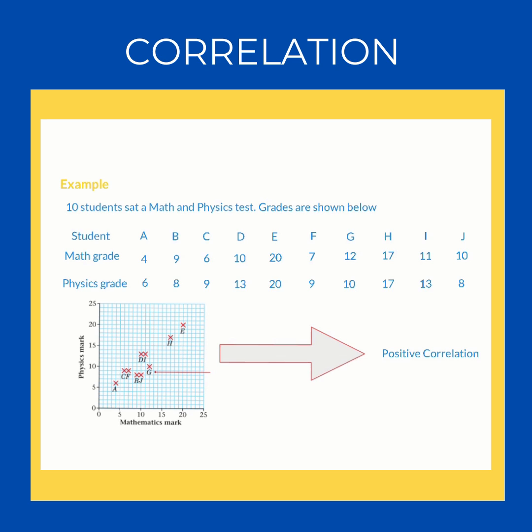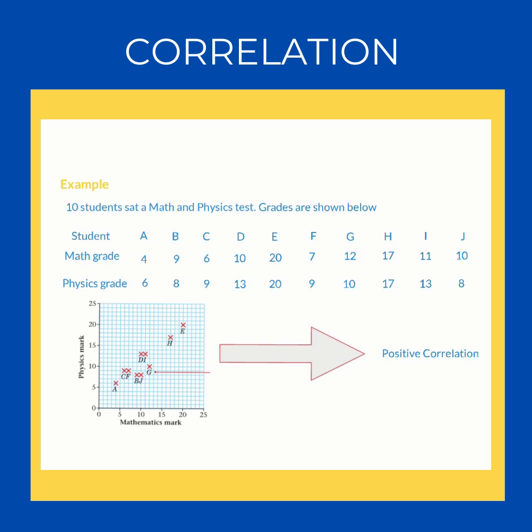In this example, it says 10 students sat a math and physics test. The grades recorded are shown below. So in this table, I have 10 students labeled from A to J. And for each student, the math grade and the physics grade are recorded as shown here.